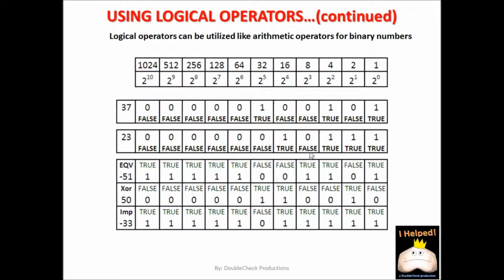Next, look, both of these are false. They're both equivalent. These are not equivalent because one is different. And we go down each digit, and what we end up with is 37 equivalent 23 equals negative 51.